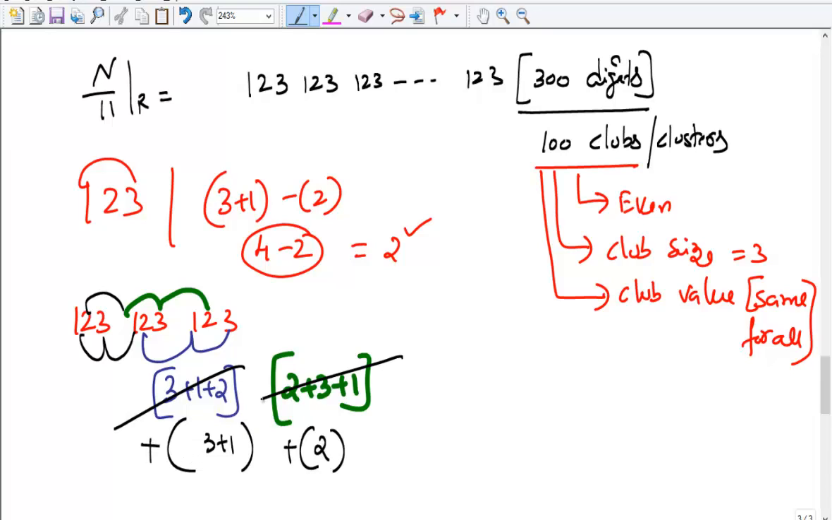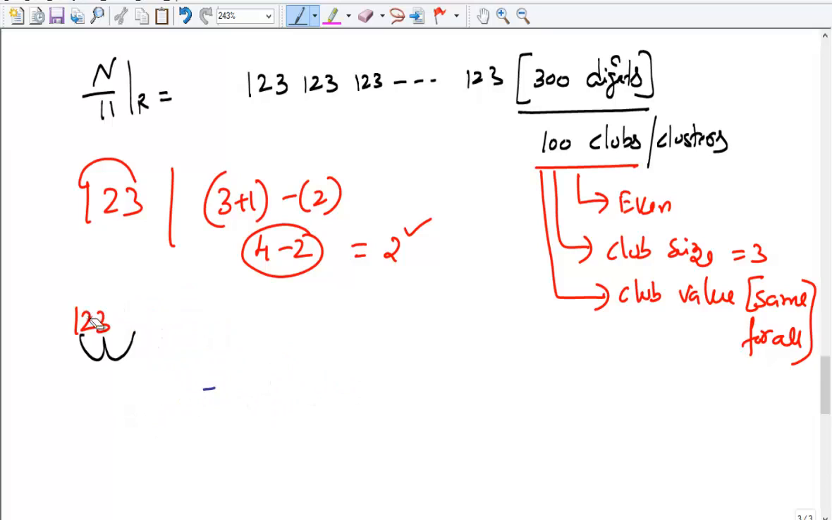Now, these two are the same, so they get cancelled because of the minus sign, and this is 3 plus 1 minus 2. That means that we can cancel all the clubs, and then we can take only one single club here. Instead of taking every single club, we can eliminate all the even number of clubs. That is, if we have got 101 clubs, we can eliminate 100 clubs. 50 will go on one side, the 50 will go on the other side, so both get cancelled. If the number of clubs is even, then the remainder is 0. If the number of clubs is odd, then we just need to take one single club.